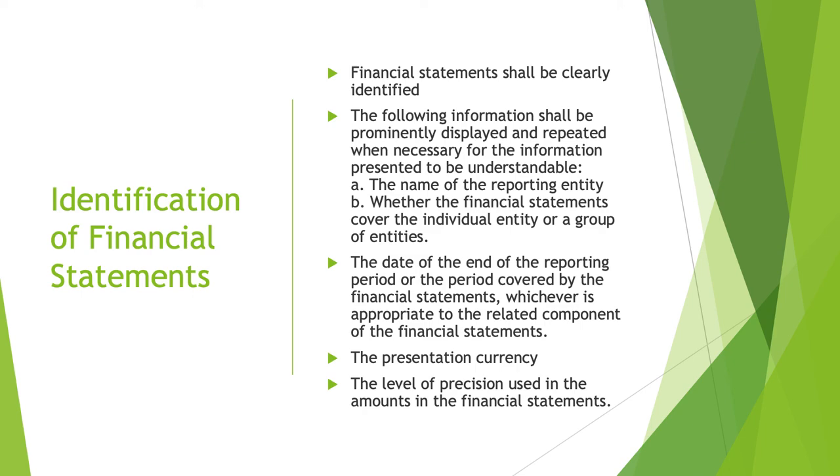Like the name of the reporting entity. That's why in your first year, in your financial accounting one, when you did the preparation of financial statements, there is actually a requirement for you to identify the company, right? You have to write the name of the entity at the top. And the period covered, right? You will say for the year ended December 31, or as of this date, to identify the period. The date of the end of the period is important.